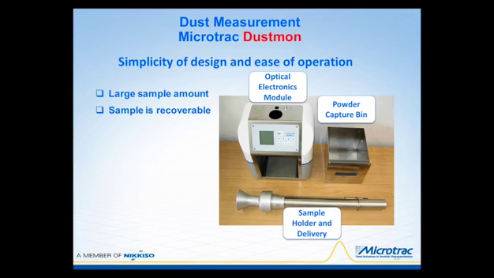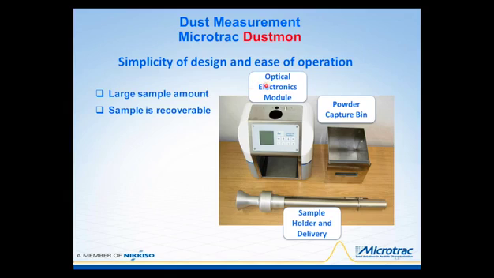Now let's take a look at the Dustmon. The concept behind the Dustmon is simplicity of design and ease of operation. Number one, it requires a large amount of sample, typically on the order of 15 grams, and you can actually use as much as a couple of 100 grams. The sample is recoverable. Now let's take a look at the instrument, and it's composed of three primary components.